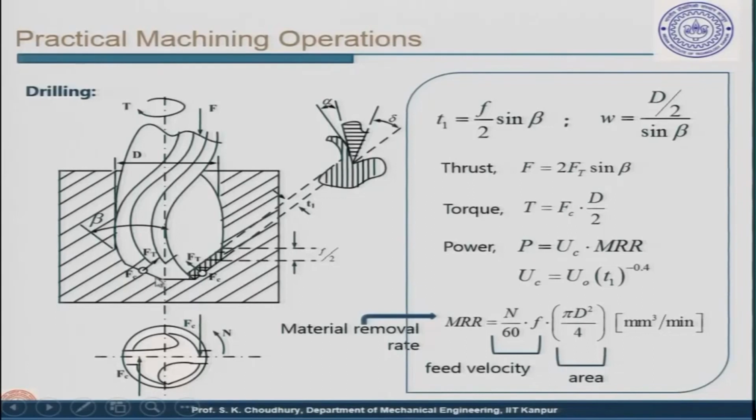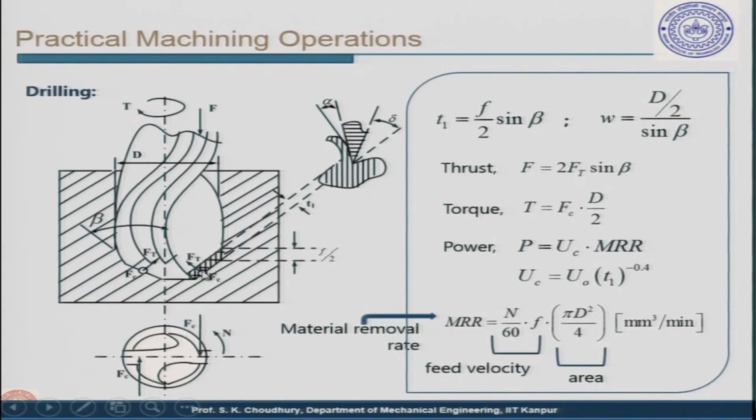In turning, it is a single point cutting tool, that is one single point, and here there are 2 points. These are the lips, popularly known as the cutting lips. This is one lip, this is another lip. In this view, these are the cutting lips, this one and this one.